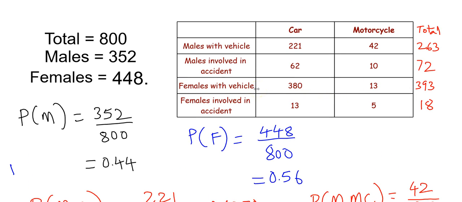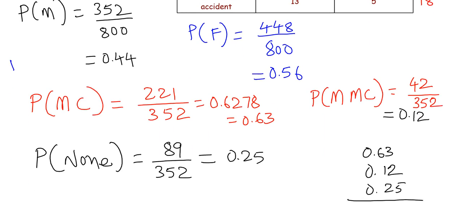How many females are owning a car? So the probability is 380 divided by 448. I mean 380 plus 13 is 393. That 393 I'll divide by 448. Then involved in accidents 18 over 448, and all those calculations I'll let you do, and I'll show you the tree diagram at the bottom.